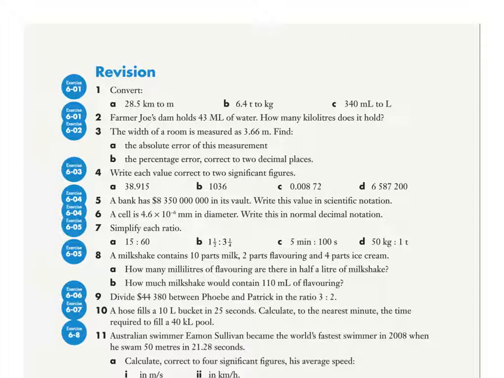Convert 28.5 kilometres to metres. Well, there's 1,000 metres in a kilometre, so times by 1,000. Tonnes to kilos, there's 1,000 kilos in every tonne. Mils to litres, there's 1,000 mils in every litre, so this time we need to divide. Okay, Farmer Joe's is 43 megalitres of water. How many kilolitres? Well, there's 1,000 kilolitres in every megalitre.